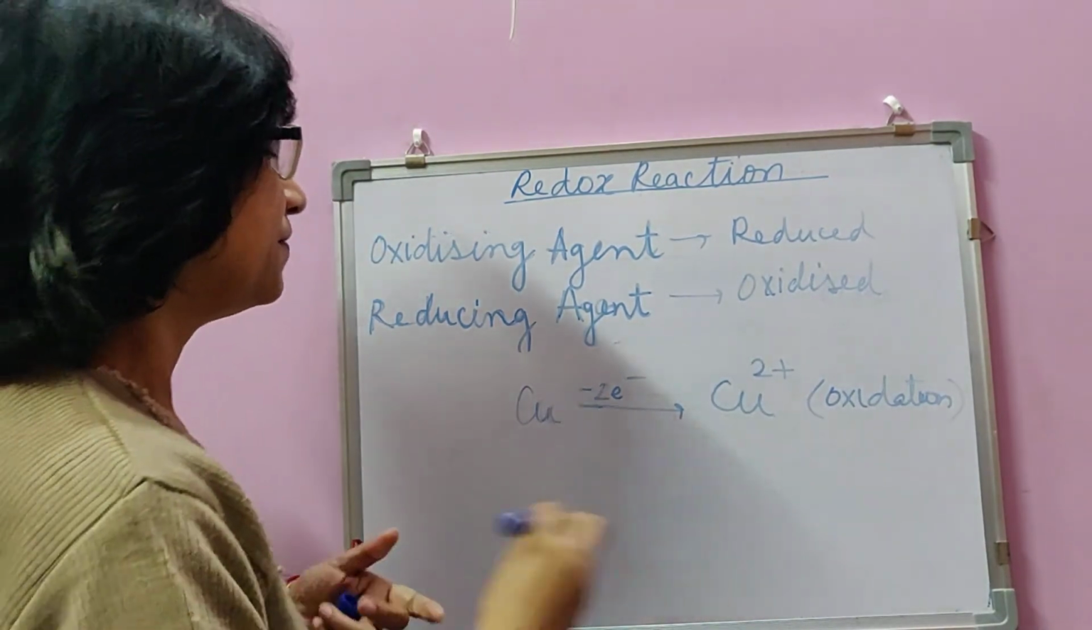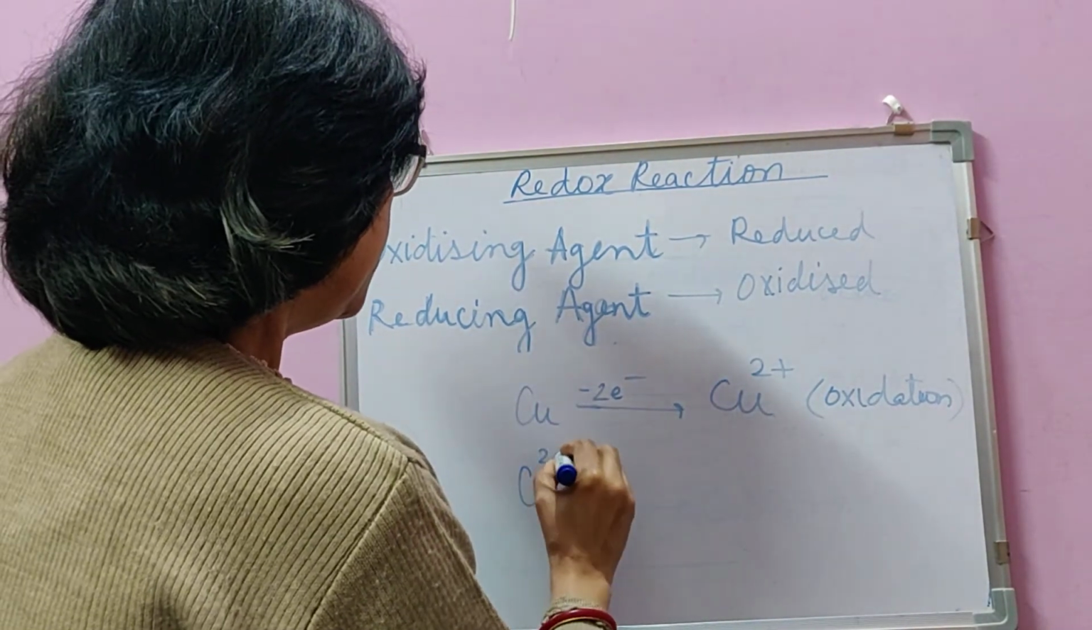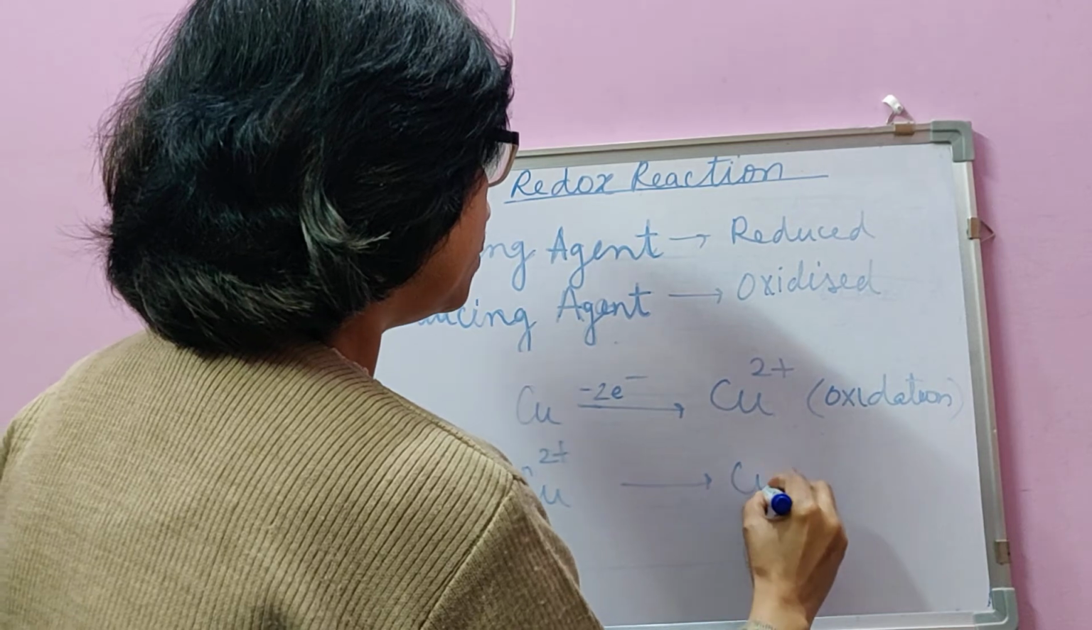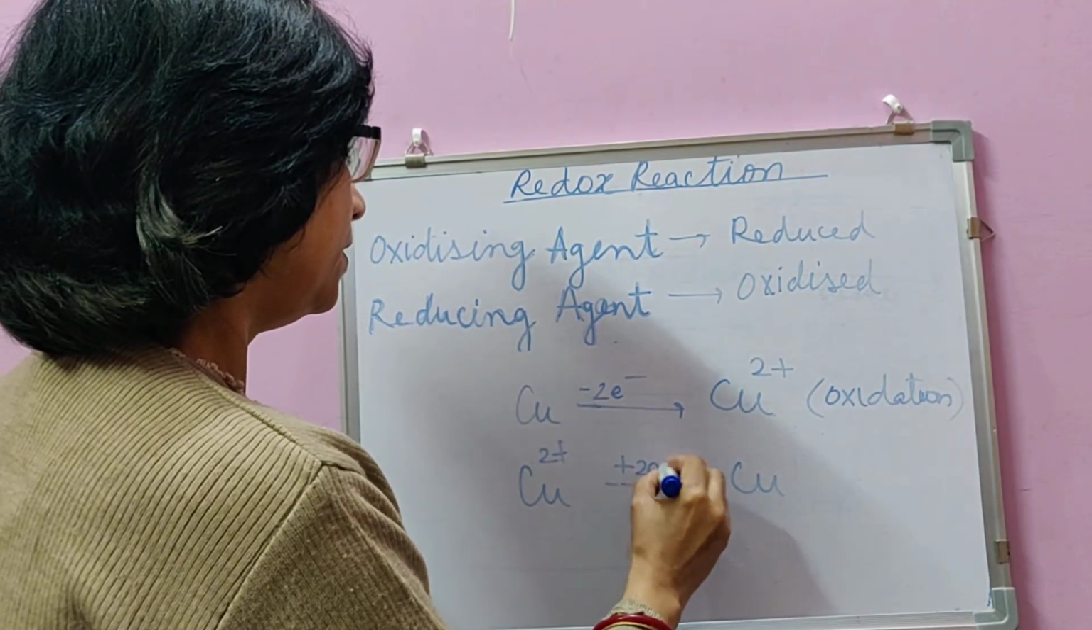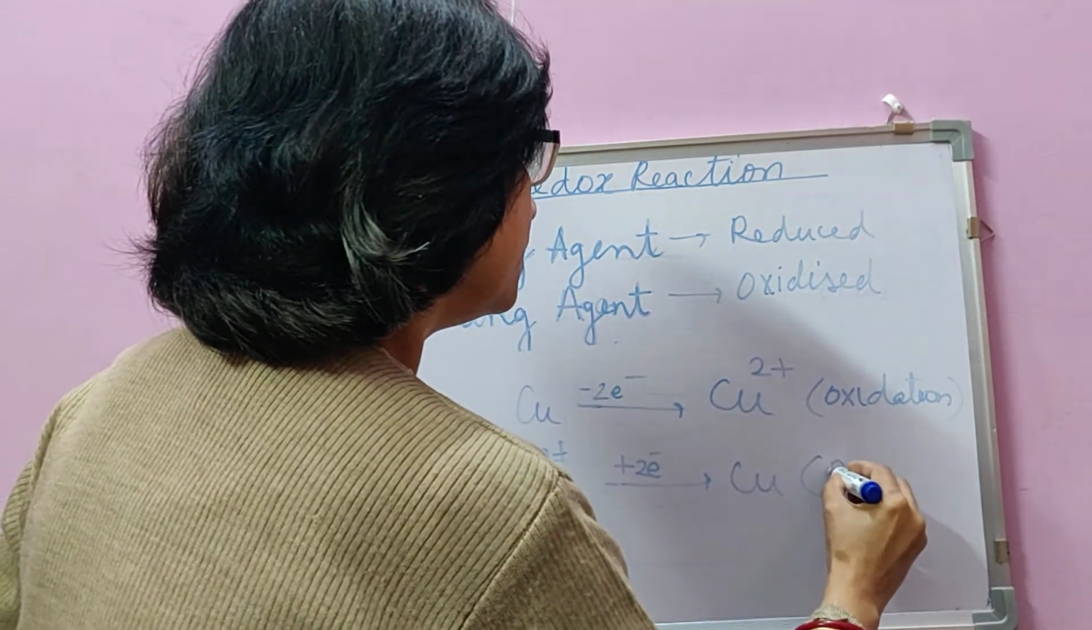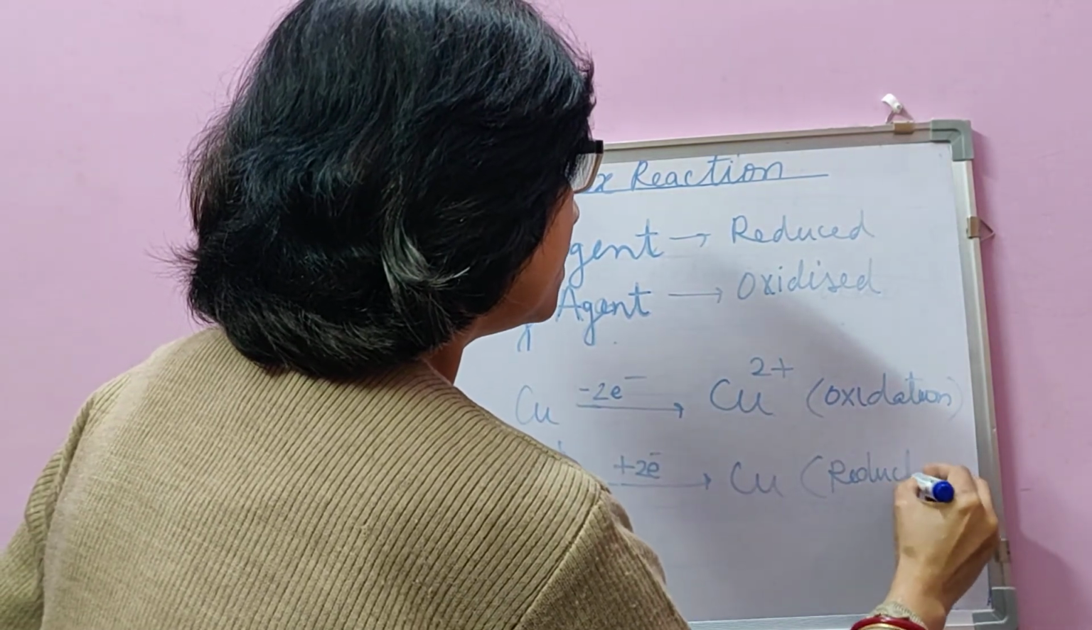Now if we write it the reverse way, Cu2+ to Cu, then how will it become possible? By gain of electrons. Then this one will be a reduction.